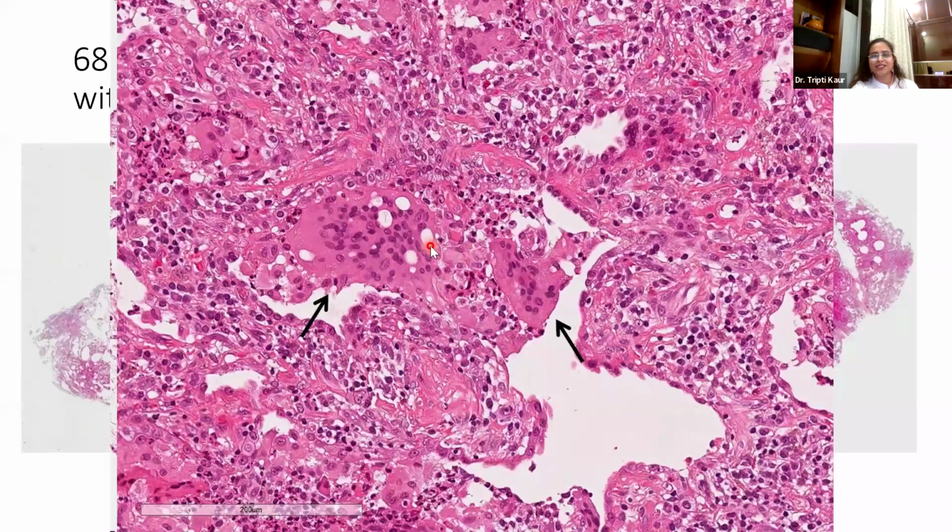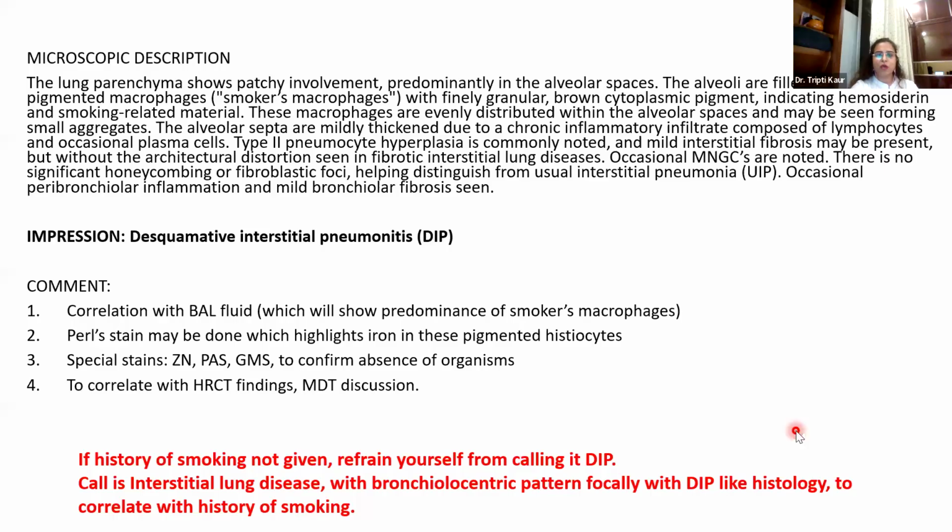You are very intelligent. So these are the multinucleated giant cells, and there is some neutrophilic reaction around it. You can find some eosinophils, lymphocytes, plasma cells also. But that should not deviate you from your diagnosis. So this is a case of desquamative interstitial pneumonitis, since you have a history of smoking in this case, plus you have those smokers macrophages.